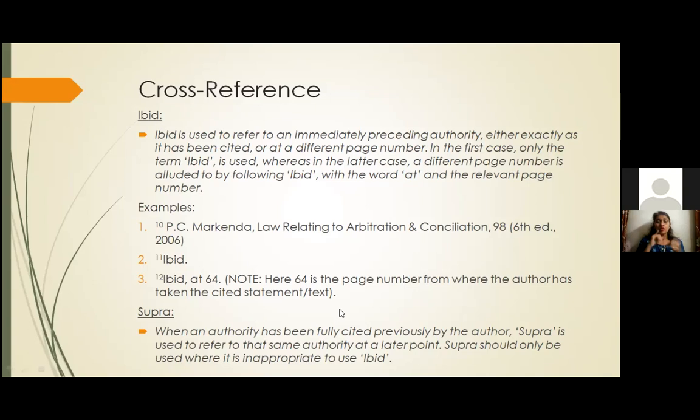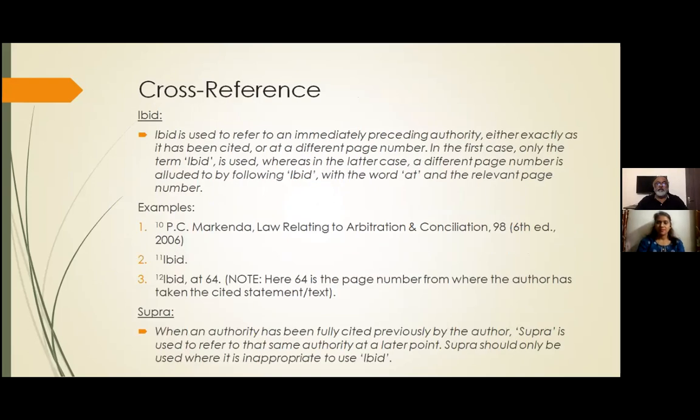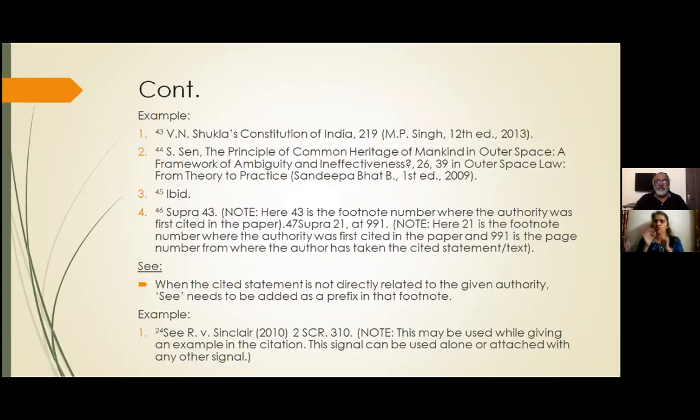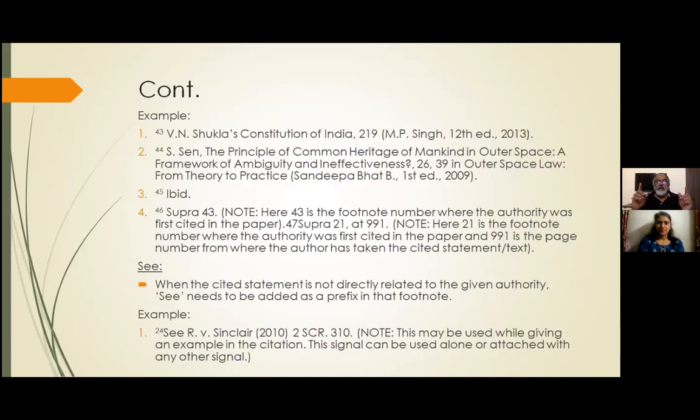And supra, just a second. Supra is the footnote number where the authority was first cited in the paper. Okay, so the difference here: 21 is the footnote number where the authority was first cited in the paper. They are given the example here. See, so here the difference is the first citing in the paper. Here it is not the very first cited. I hope it is differentiated. For supra, it is wherever it is first cited. But for Ibid, it is not necessary that it should be first cited on that particular page. Is it clear? Yes, it's clear, ma'am.